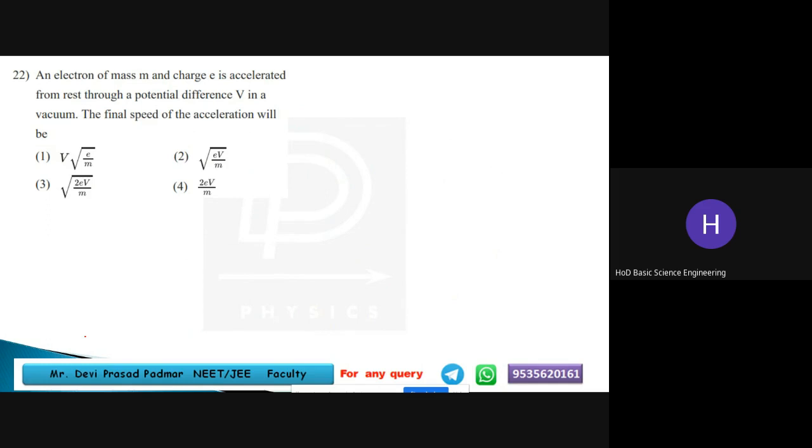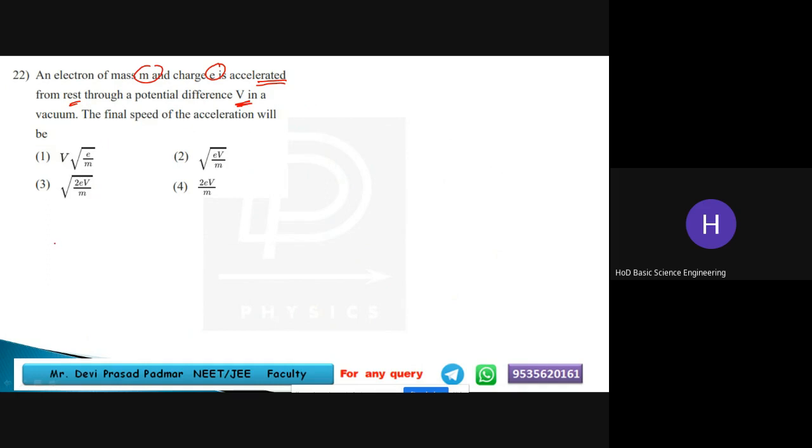Just look at this. An electron of mass m and charge e is accelerated from rest through a potential difference V in a vacuum. The final speed of the electron you have to calculate. The electron has a certain mass m and charge e, accelerated from rest, so the initial speed is 0, and the potential is given.